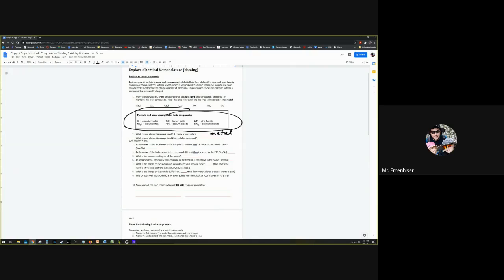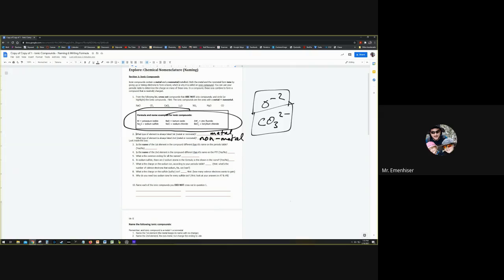What type of element is always listed second? For binary ionic compounds, it's going to be a non-metal. For what we're learning today, that might be a polyatomic ion instead of a non-metal. It'll take the place of the non-metal. Still has a minus charge, right? Oxygen has a -2 charge. Carbonate also has a -2 charge. So whether it's a non-metal like oxygen or a polyatomic ion, it doesn't really matter. So it could be either.